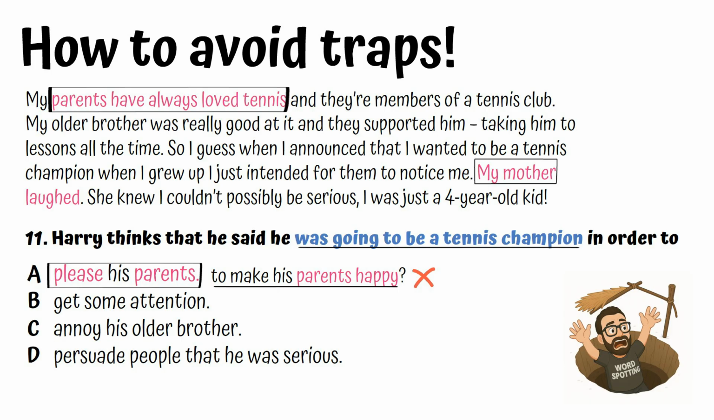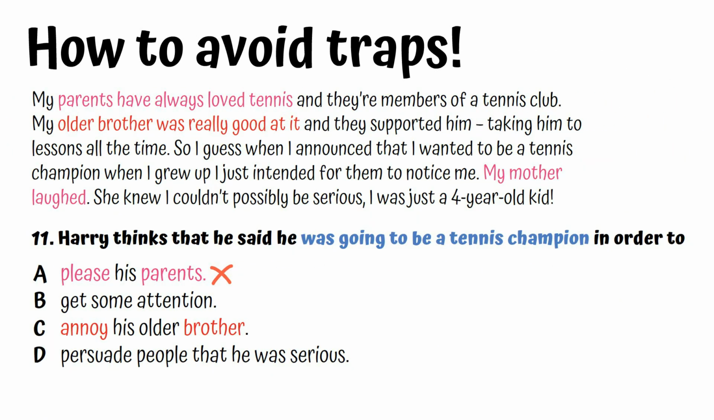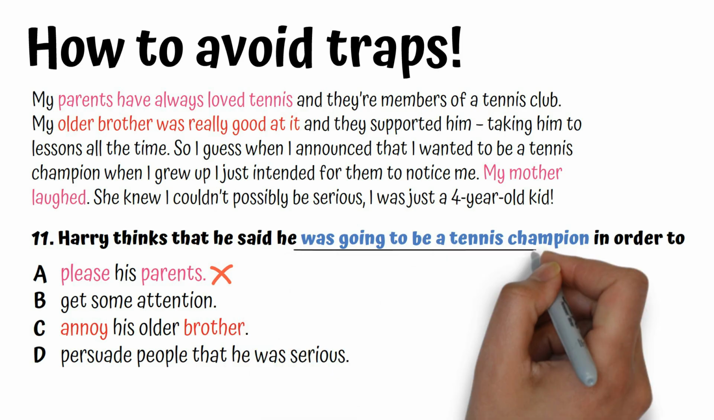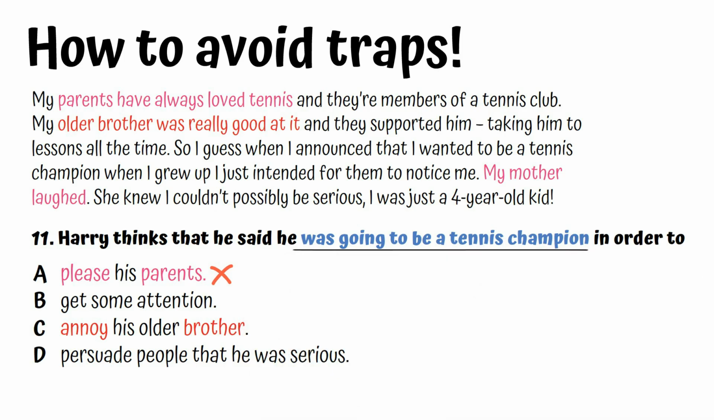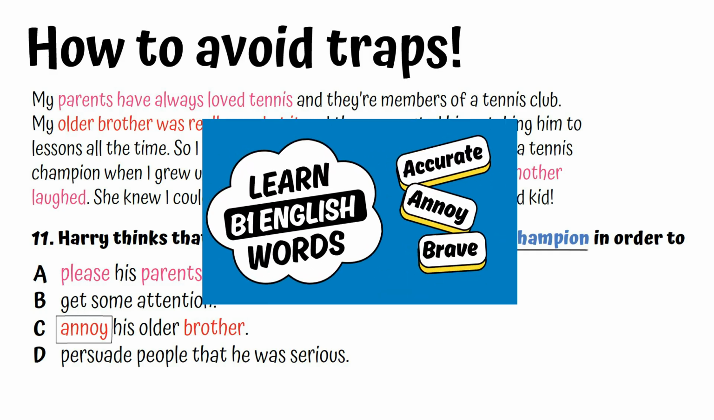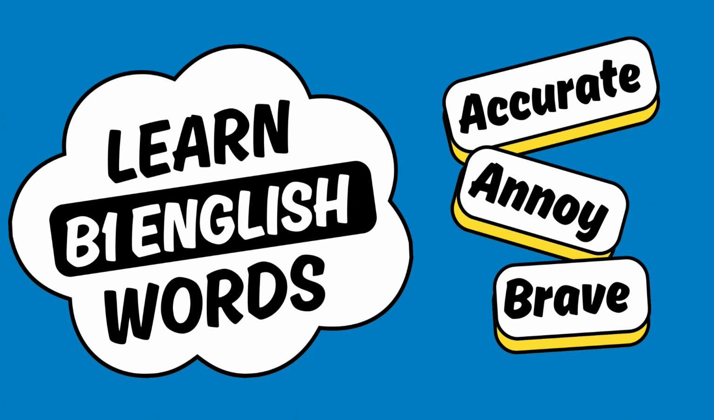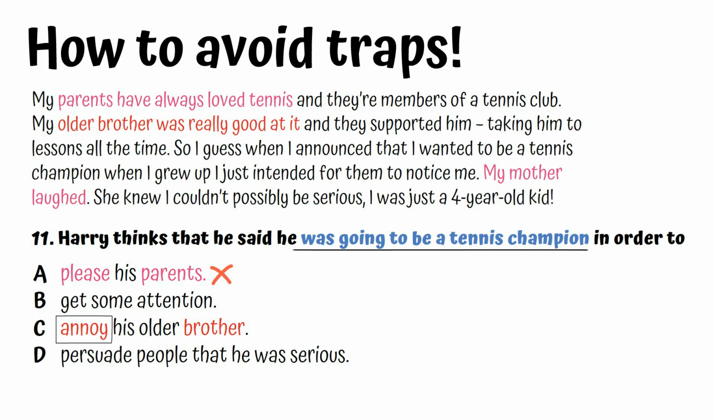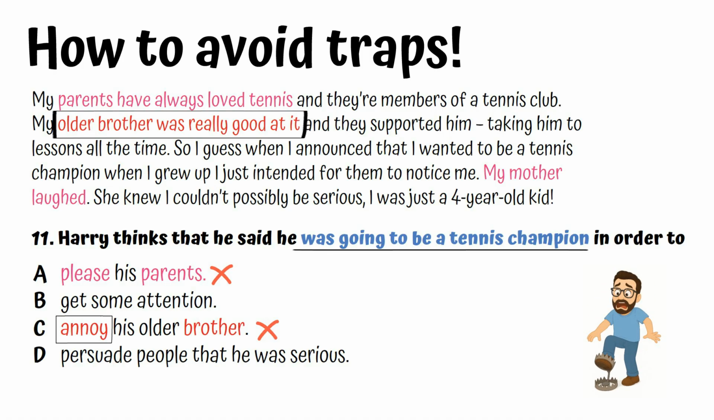Let's look at another example. Was Harry going to be a tennis champion to annoy his older brother? If you are not sure what annoy means, take a look at this B1 vocabulary video. See the link in the description below. Look at the red sentence in the text. The text says that his brother was very good at tennis. But Harry does not say that he wanted to be a champion to annoy his brother. So, this is another trap.